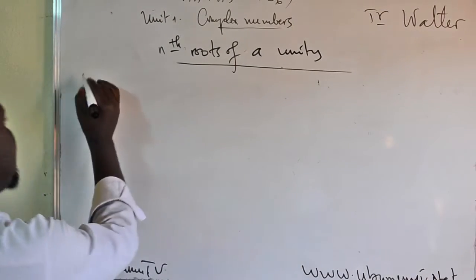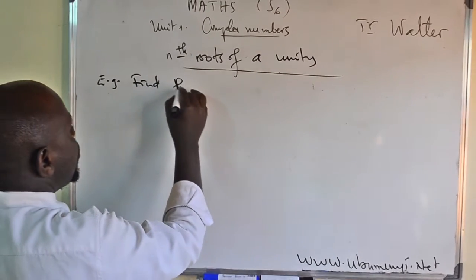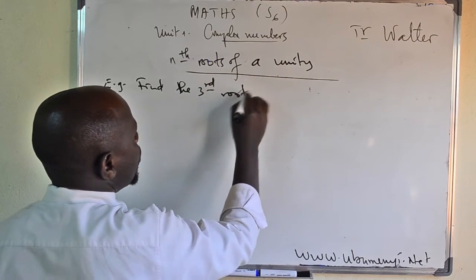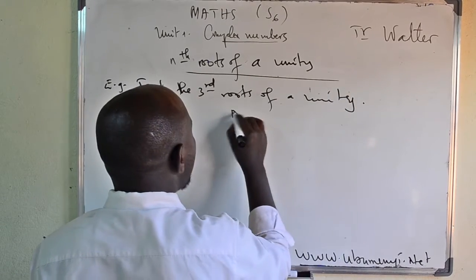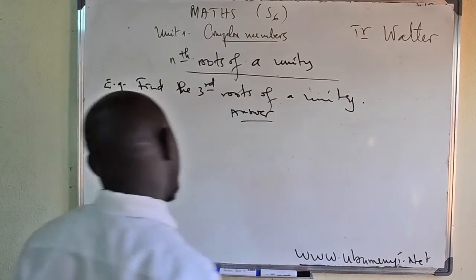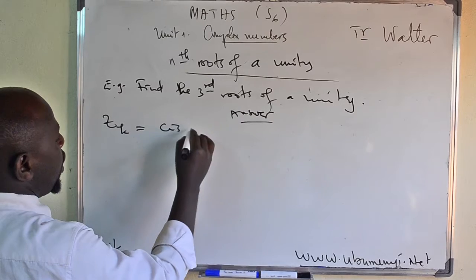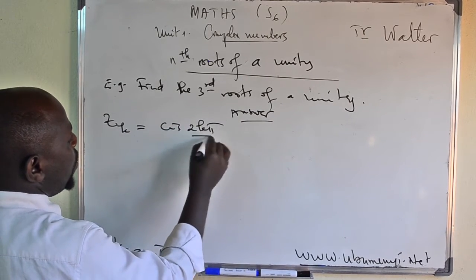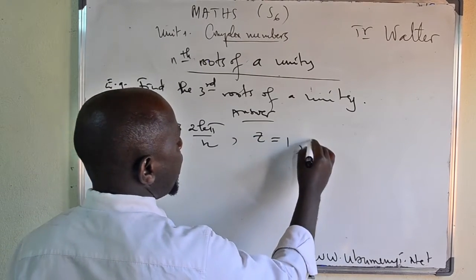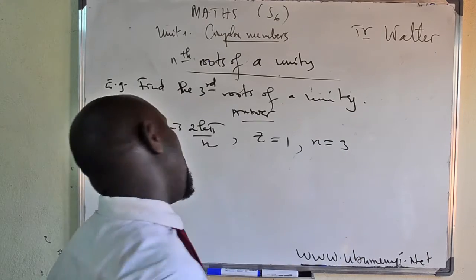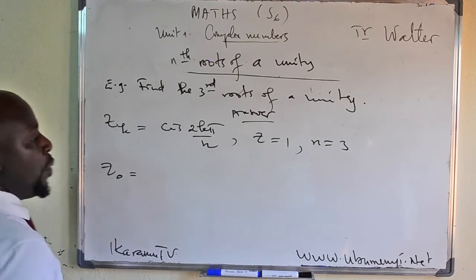Ladies and gentlemen, I will give you an example: find the third roots of a unity. So, what do we find as an answer to this? Ladies and gentlemen, we have seen that zk for a unity equals cis 2k pi over n. And now here, z equals 1 and n equals 3. So we are going to get the roots. The first root will be z0. z0 here will be equal to what?